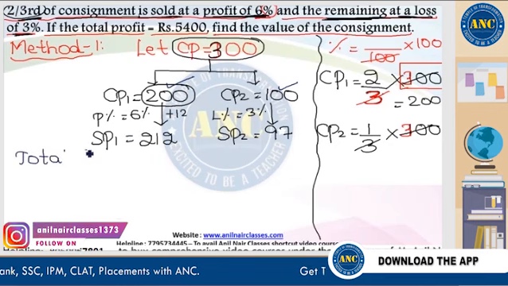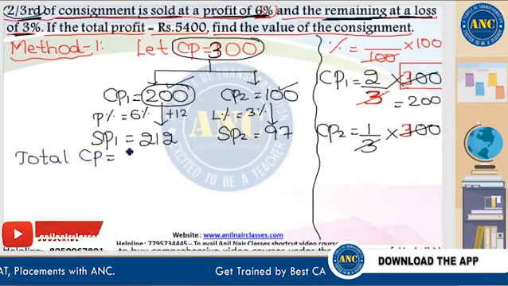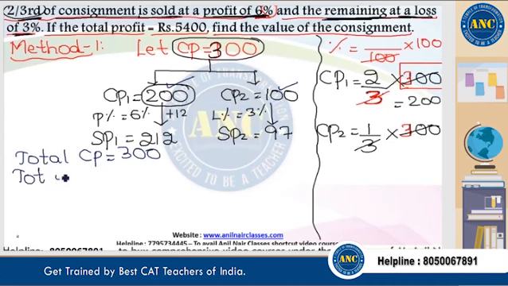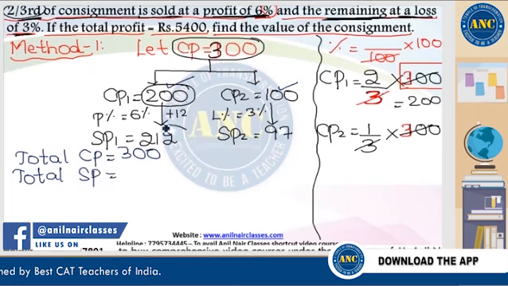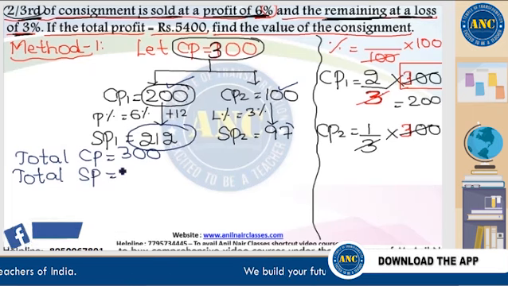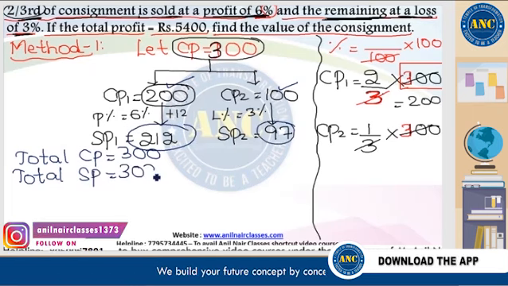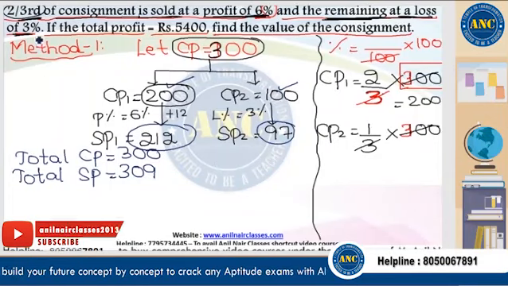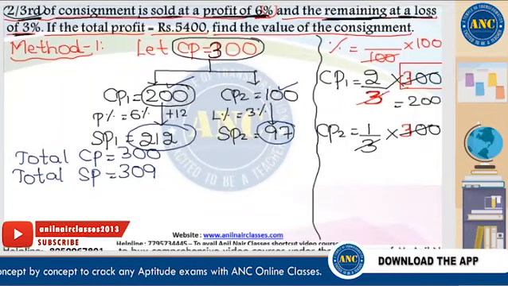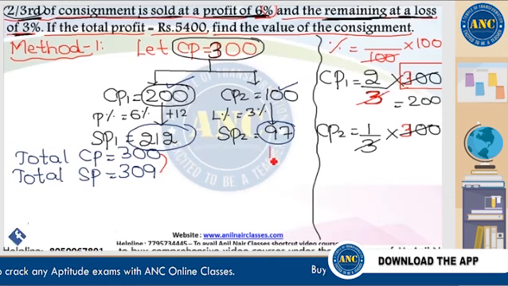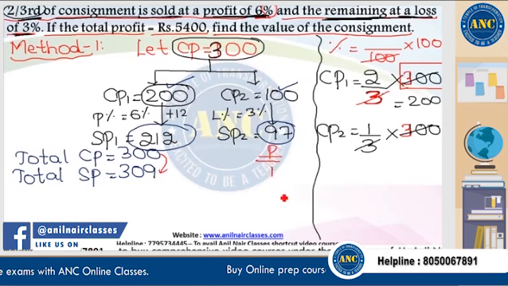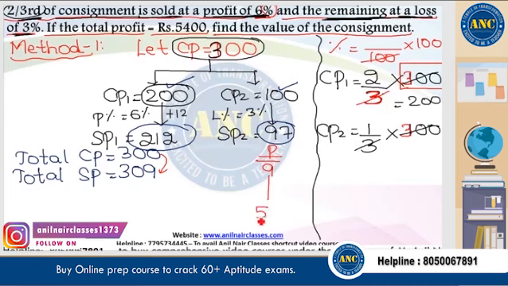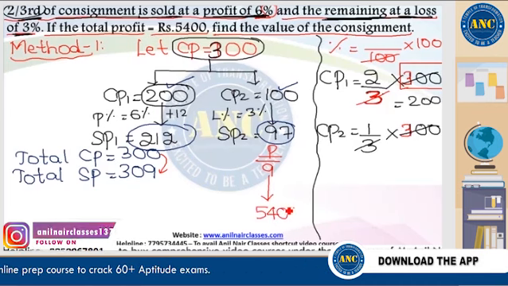According to my assumption, total cost price is 200 plus 100. It is 300. According to my assumption, total selling price is 212 plus 97. It is 309. That means total cost price is 300, total selling price is 309. What is the profit? Profit is 9 rupees. According to my assumption, profit is 9 rupees. According to the question, profit is 5,400.